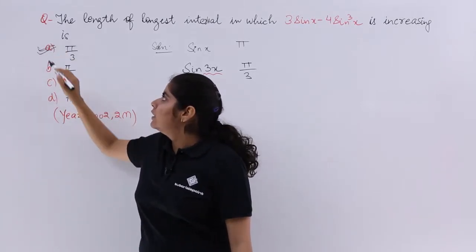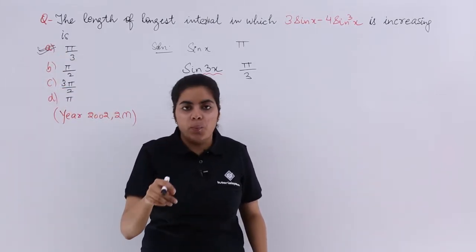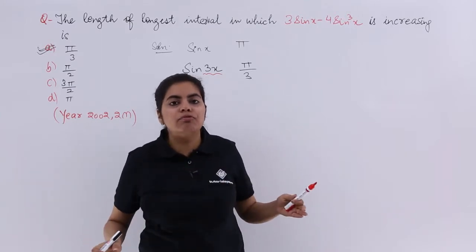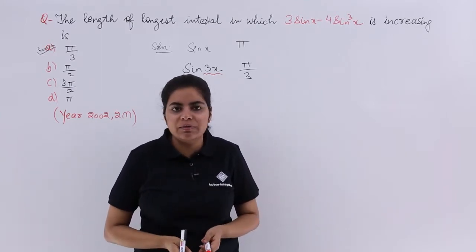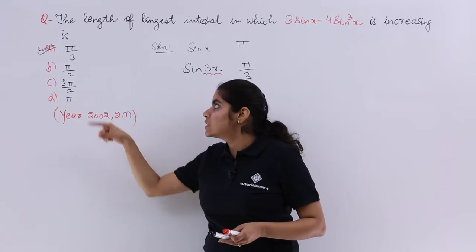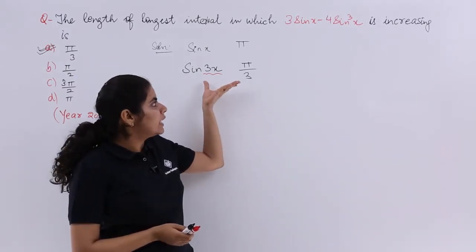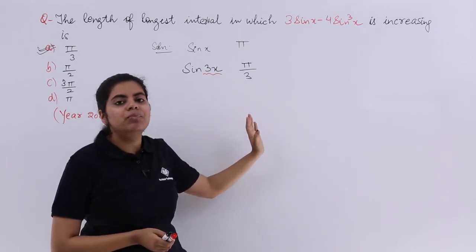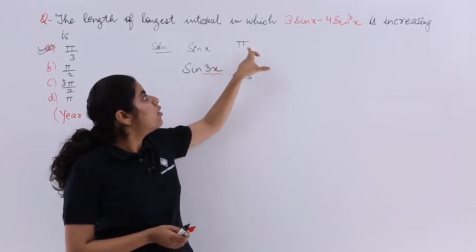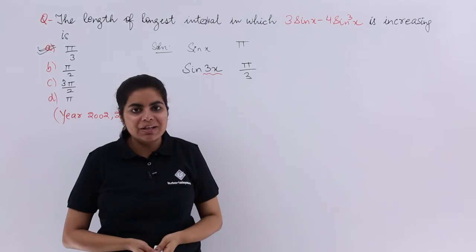Now see, this simple tip, if you know, you don't have to solve it fully for increasing, you don't have to find out the derivative and all. Directly you get 2 marks with one simple trick orally. If it is talking about sin ax, what you do? You just simply write down that a in the denominator of pi. So pi by 3 is the answer.